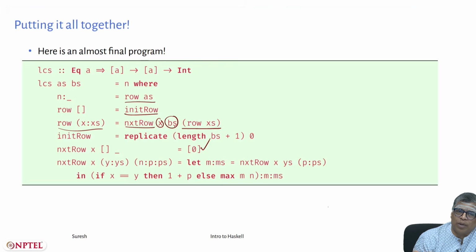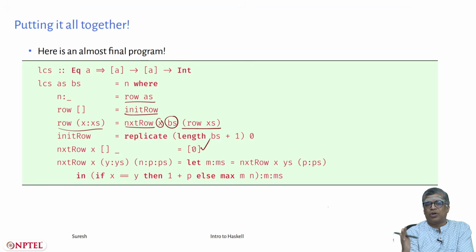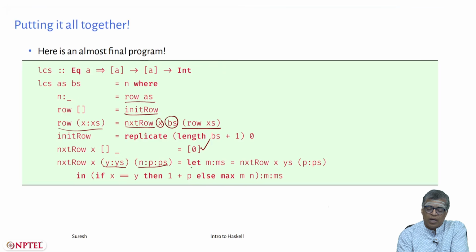I can actually do some optimization, because I know that next row of x, whatever list you want to compute, will have one more element than the length of that list. So since the list here is y colon y's, I know that here it will be n colon p's. So I will say let m colon m's equals next row of x y's p colon p's.